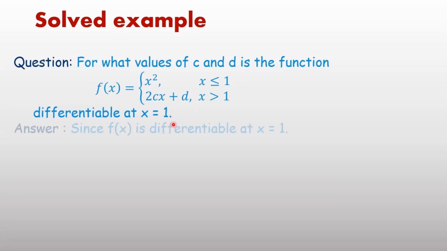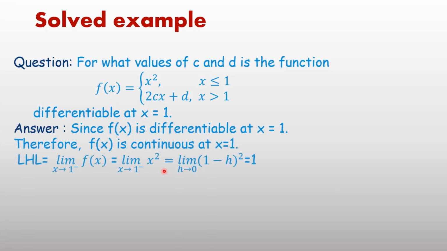One more result you should know. If a function is differentiable, it implies it is also continuous. For continuity, if a function is continuous, it means the left hand limit equals the right hand limit equals the value of the function. Left hand limit: x tends to 1 minus of f(x). 1 minus means the value of x is less than 1.